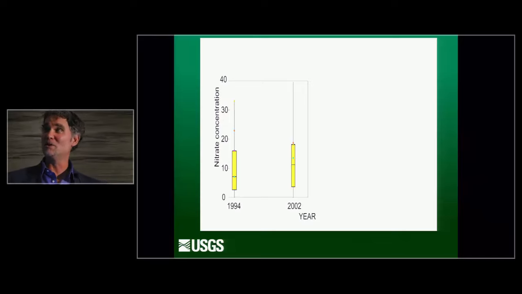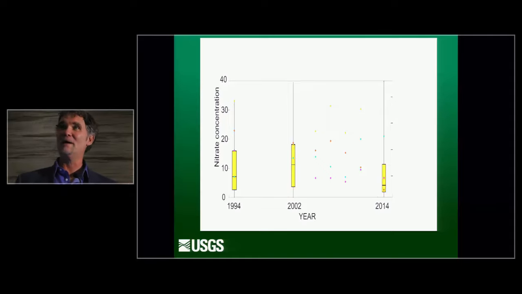This is one that's in Wisconsin, and it has a very high median. You can see in 2002, the median was greater than 10 milligrams per liter in this network. But from 1994 to 2002, there was a statistically significant increase. From 2002 to 2014, there was a very significant decrease. So again, that caught my eye, and I said I'd like to look at this in a little more detail.